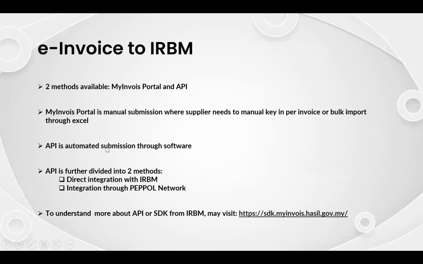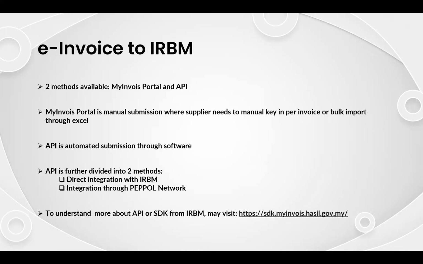API is automating submission through software. So we are helping you do two jobs at the same time. If you're using My Invoice Portal manually, you do it 2 times. But using API, you do it 1 time and you can submit at the same time. Okay, because with API, we directly link with IRB, and we also link to PEPO.